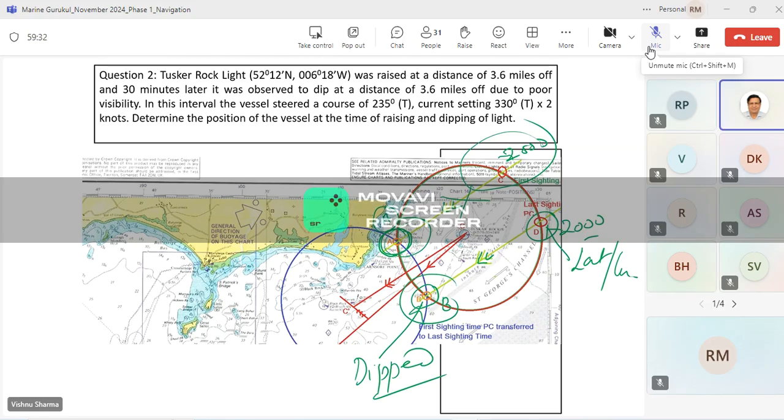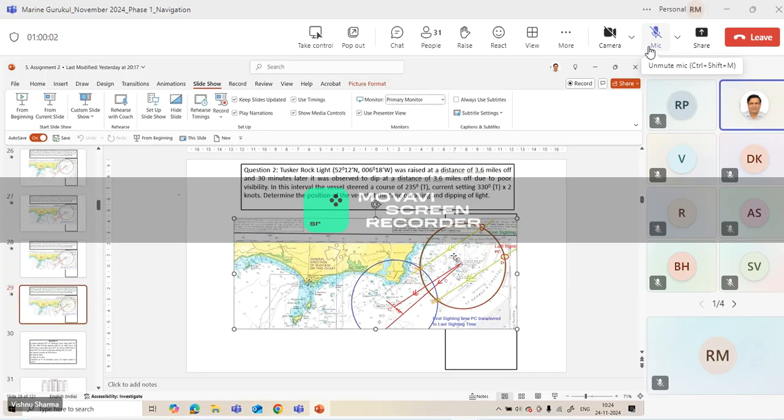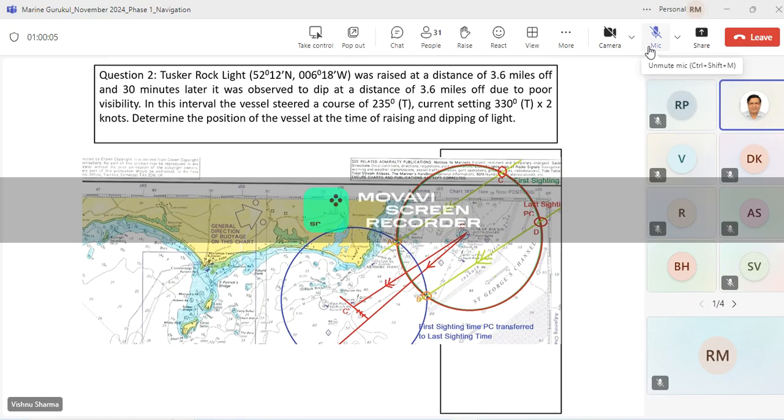What would we transfer? This course made good that we have transferred, from where have we transferred it? That's what I am asking: where have we transferred it from? What was the basis of transfer of this course made good? Where did we transfer it from, as per you? Amy, where was it transferred from? Course made good. From this triangle that came, sir. But through which point did you transfer it? That is the question I am asking you.